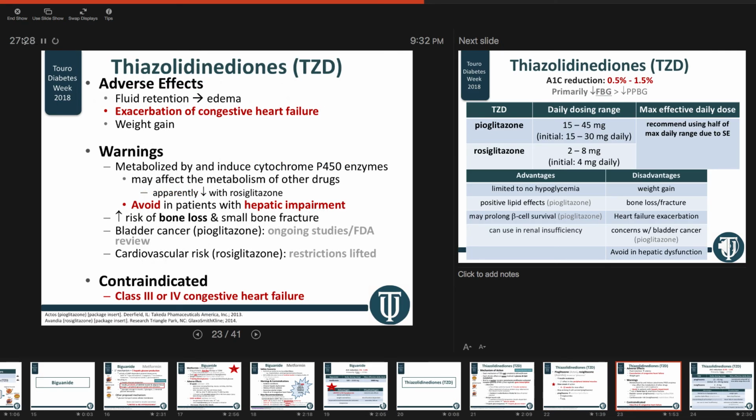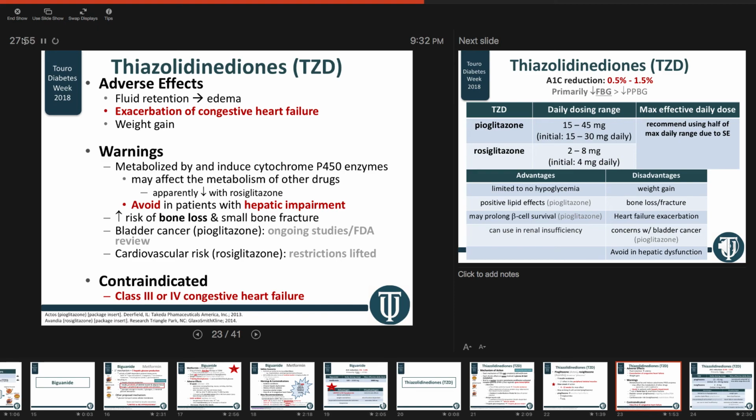So what are some side effects? The big thing that we see is fluid retention. So that might lead to edema, especially lower extremity edema. And for those who have congestive heart failure, we don't want to use this medication because it might make the case worse. And weight gain is another side effect.